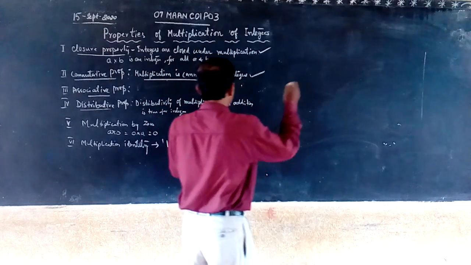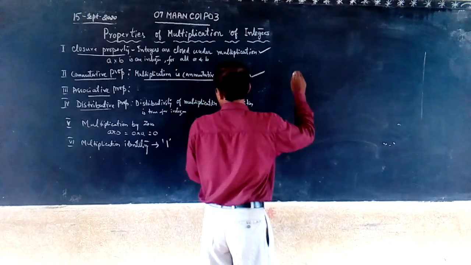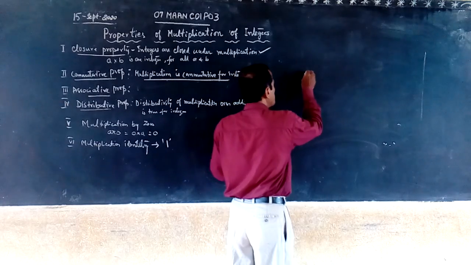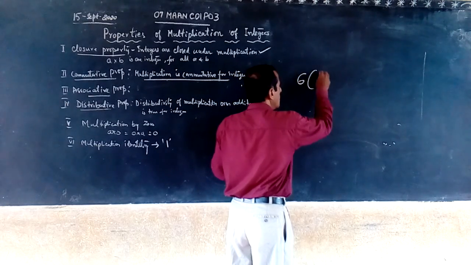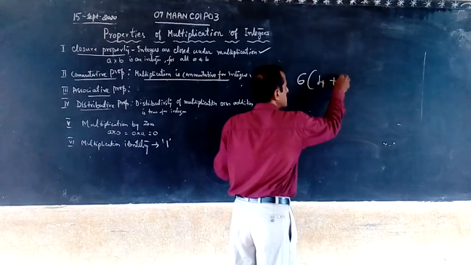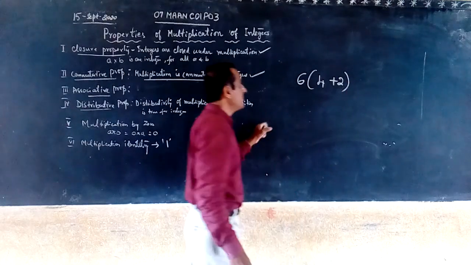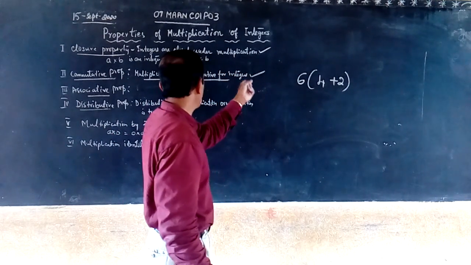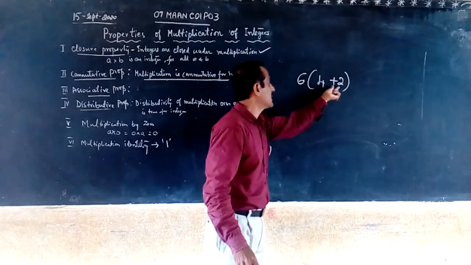Distributivity of multiplication over addition. What is the meaning of distributivity? For example, 6 into 4 plus 2. Distributivity of integers, or multiplication over addition.